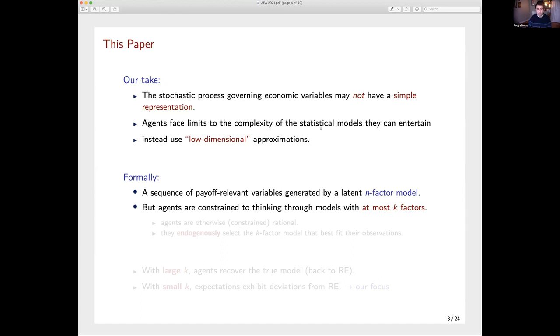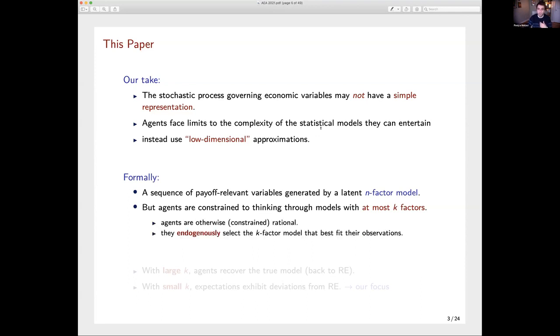So formally, we're going to have a sequence of payoff relevant variables. Think about this as dividends for an asset. They're generated by a latent factor model, in particular a factor model with n latent factors. We're going to assume that our agents are constrained to thinking through models with at most k factors, where I want you to have in mind that k is typically much smaller than n. So there are maybe thousands of factors out there that determine dividends to different assets, but the agents can think it through the lens of models with 1 or 2 or 3 factors.